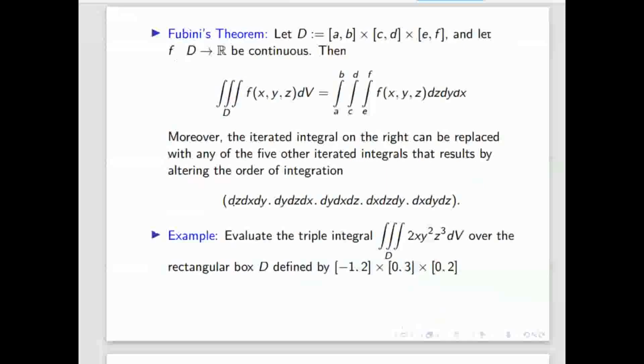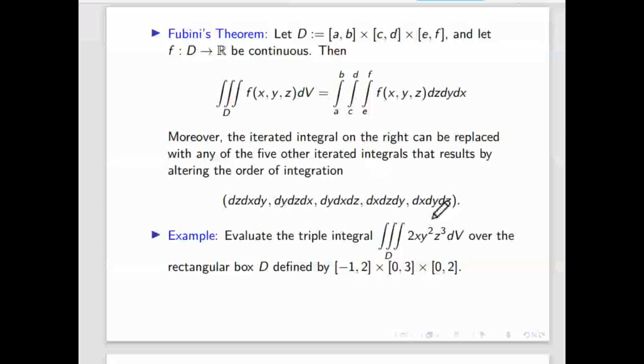So the Fubini's theorem, whatever we have seen in two variables, if it is a rectangle box, then we can integrate in any order. Whatever order you want, you can integrate. So what are the possible orders for this 3 dimension? You can integrate with respect to z first, then x, then y, or with respect to y first, then z, then x. In any order you want, you can integrate, you will get the value of the integral.